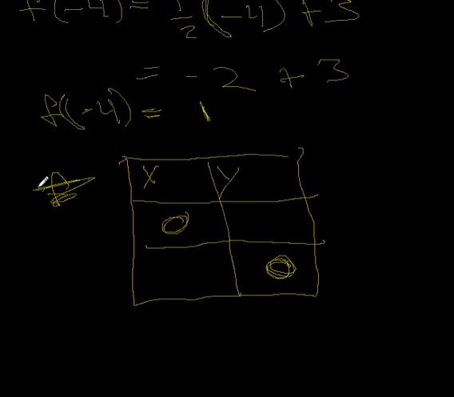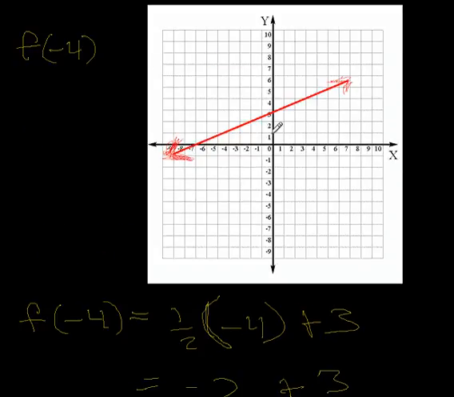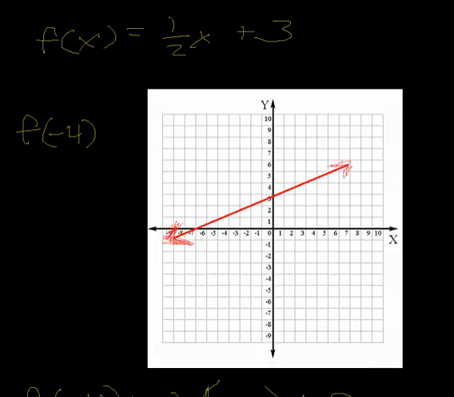So when x is 0, I'm going to say f of 0 equals half of 0 plus 3. Well, half of 0 is really 0, so what you get is positive 3. We'll go back to the chart and check that out. When x is 0, what's y? Positive 3. Yeah, it checks out. Okay, cool. So our function is holding true so far.